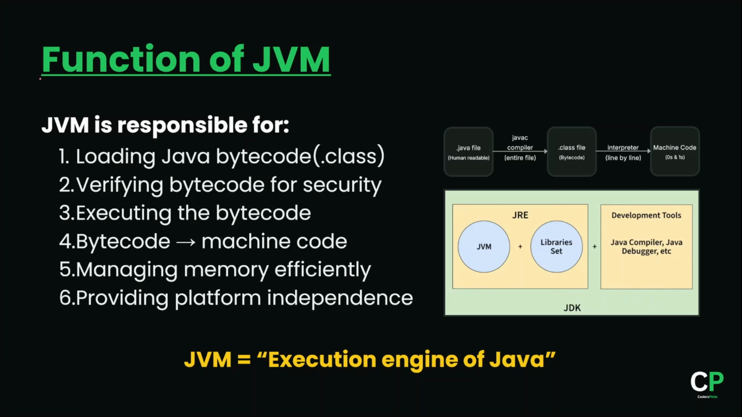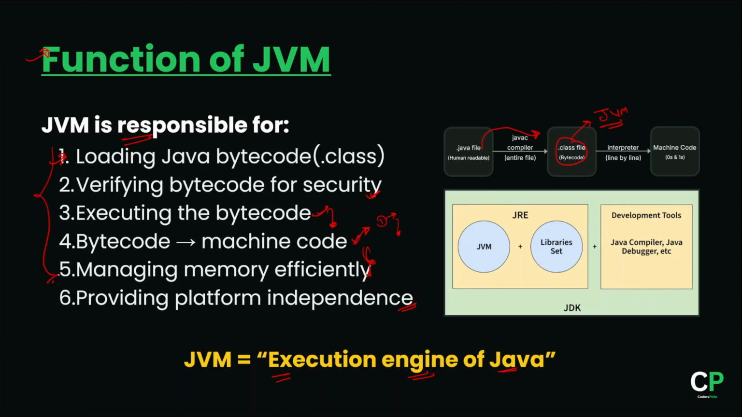Before we deep dive into the architecture of the JVM, first let's learn about the function of the JVM. The JVM is responsible for loading the Java bytecode, that is the .class file that is created after compiling the .java file. The JVM loads this .class file, verifies this bytecode for security, and then executes it. How does it execute? First it converts this bytecode into machine code, because a computer can only understand zeros and ones. So the JVM interprets this bytecode line by line, that is, it first converts it into machine code and then executes it. Thus the JVM provides platform independence, and we can say that the JVM is the execution engine of Java.